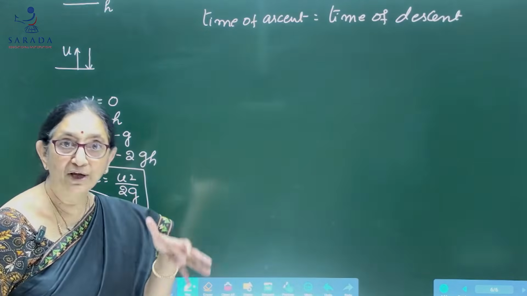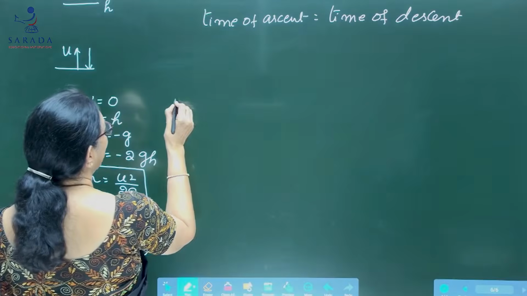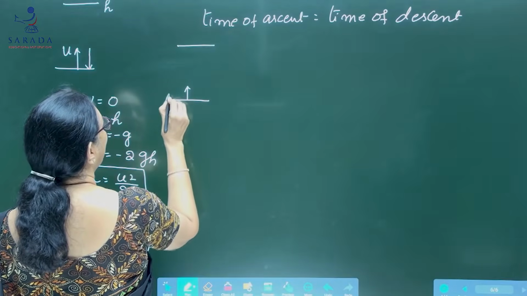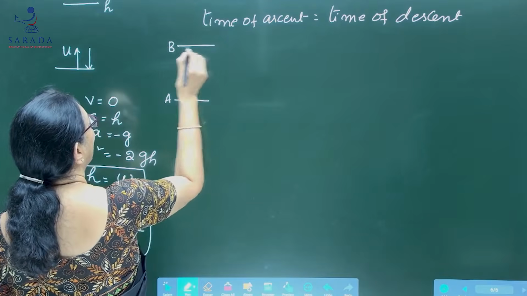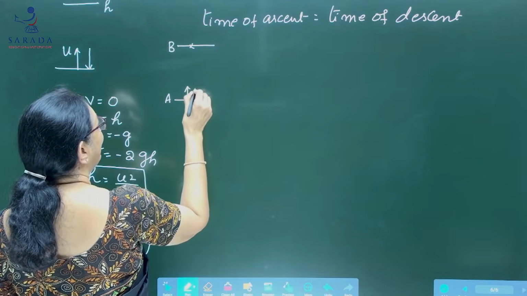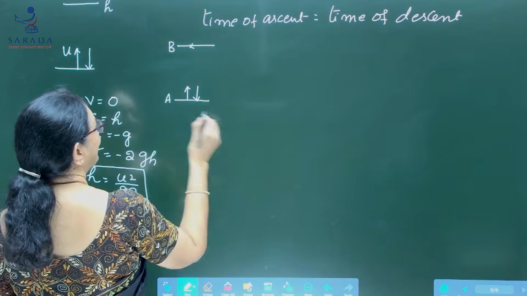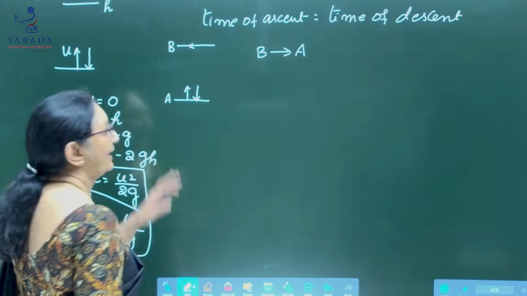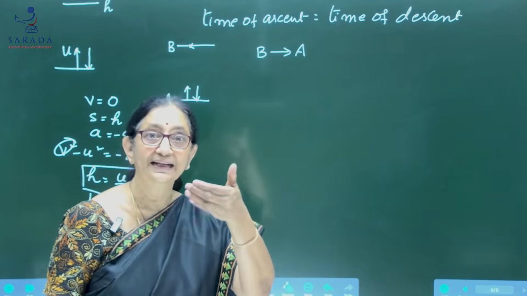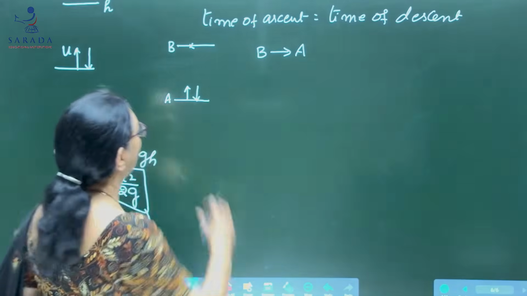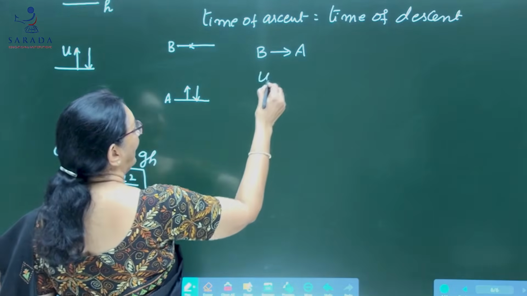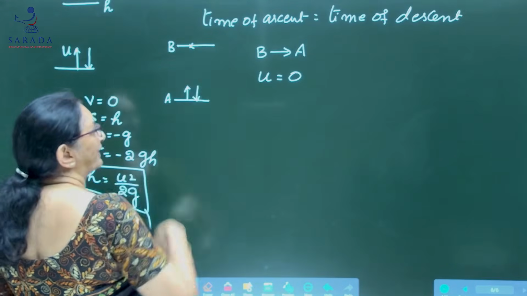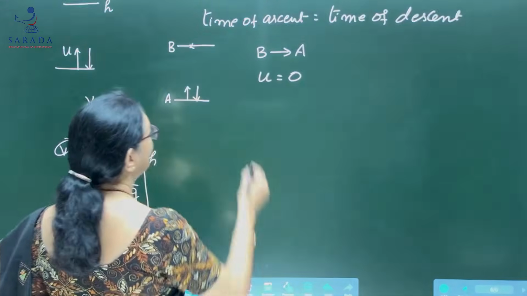Look here. We want to find the time of descent. The body is projected vertically up from the point A, reaches the highest point B, and again it comes back. Let us consider the journey from B to A, that is, the return journey. As this is the highest point and it is dropping freely, its initial velocity is 0.